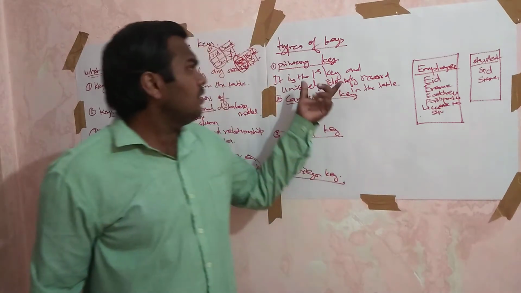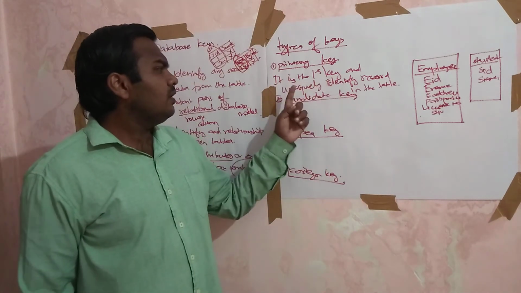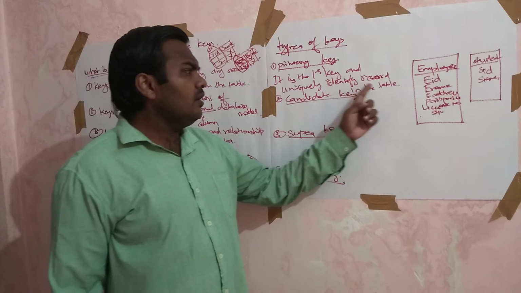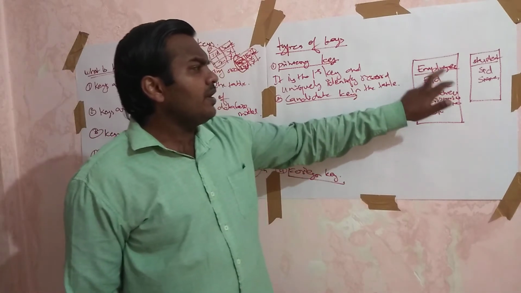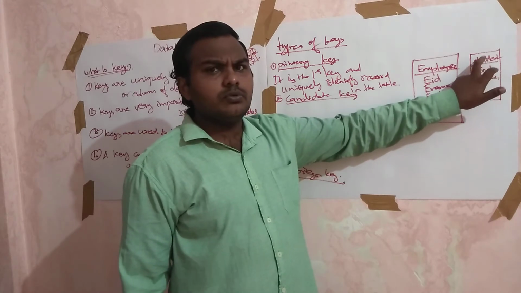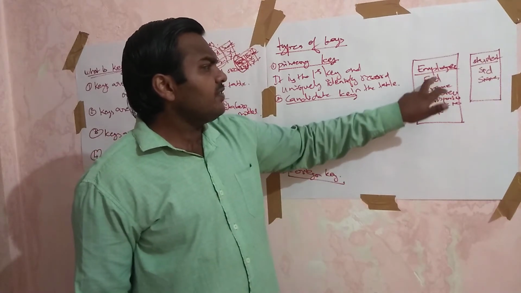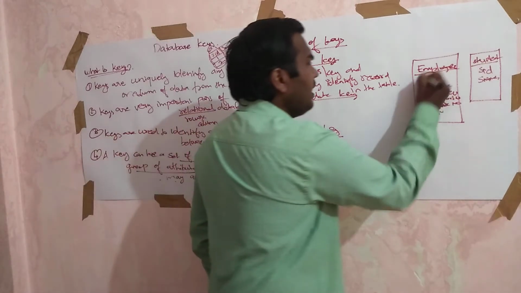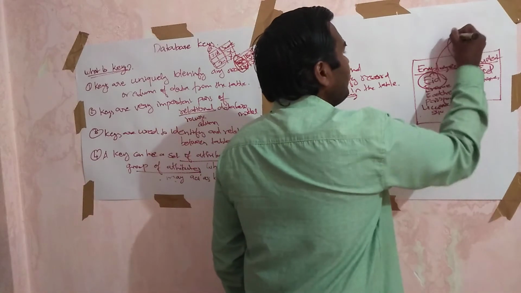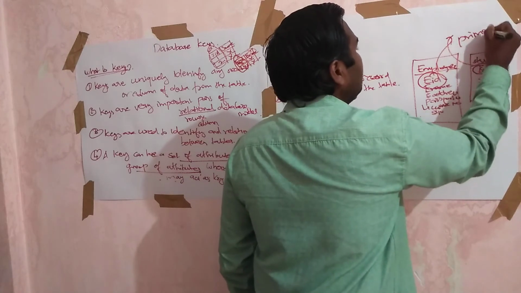According to the primary key definition, it is the first key and uniquely identifies a record in the table. According to this example, EID is unique for every employee and SID is unique for every student. EID is the first key in the employee table and SID is the first key in the student table. So EID and SID become the primary key in these tables.